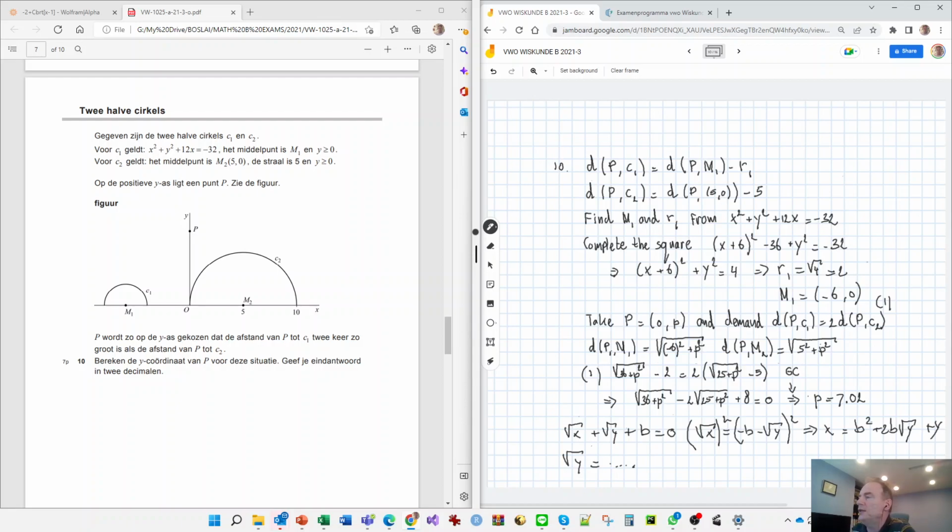But here, also because of time, you just plug it in your graphic calculator. Just define a function and find the 0 points of the function. And if you do that properly, you should get p equals 7.02.